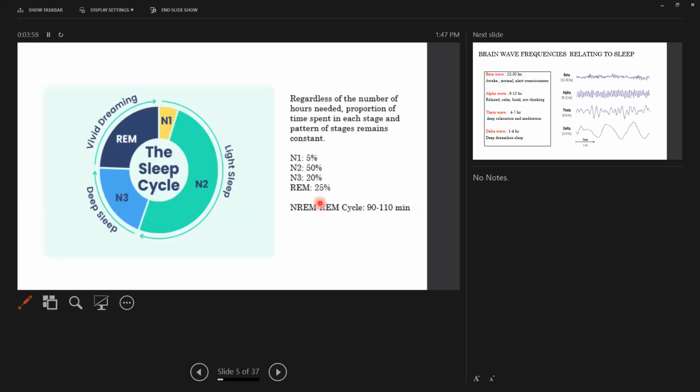So how do these stages occur? For example, first of all, when we are awake, then the non-REM stages start, the N1, then the N2, the N3, and then the REM. So this one cycle lasts for around 90 to 110 minutes. Now, regardless of the number of hours we sleep, the proportion of time spent in each stage remains the same. But as the night progresses, the duration of REM sleep keeps on increasing, and non-REM, the deep sleep, keeps on decreasing. So this is the pattern which is followed.